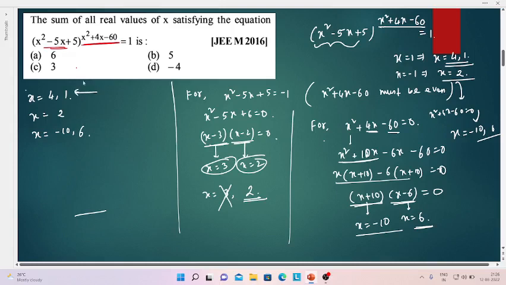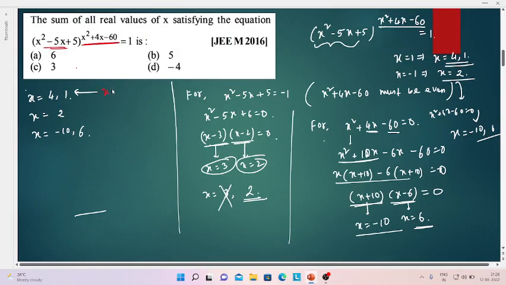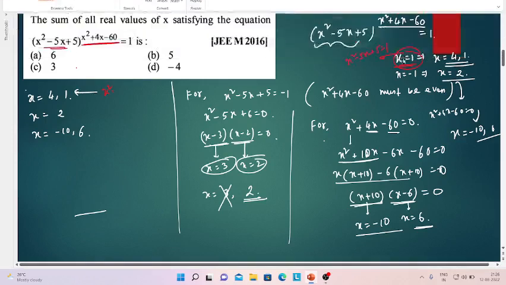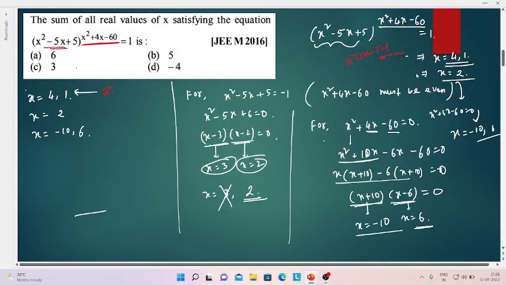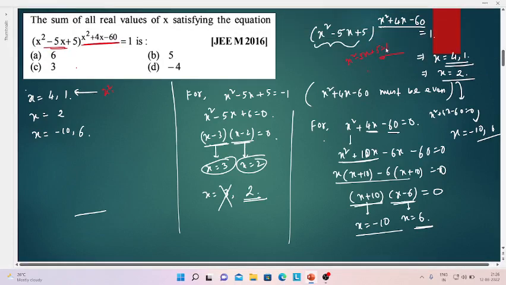So this is for x equals to 1. Sorry, I can write down this as x square minus 5x plus 5 equals to 1. This is not x equals to 1. First of all, let me clear this part. Yeah. So this is for x square minus 5x plus 5 equals to 1, and this is for x square minus 5x plus 5 equals to minus 1, right?